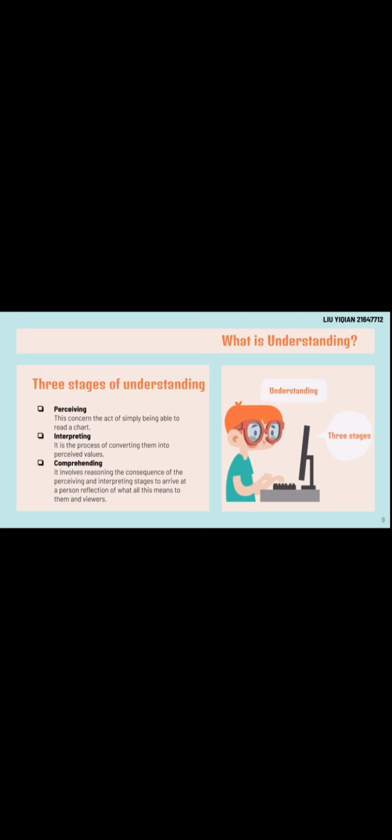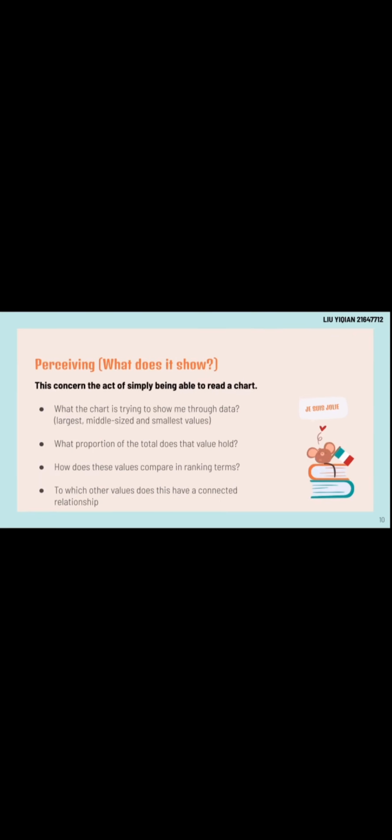3 stages of understanding can be perceiving, interpreting, comprehending. So we can see the perceiving. The first stage is perceiving. It can be defined as: what does it show? This concerns simply being able to read the chart, what the chart is trying to show me through data: largest, middle size, or smallest values, what proportion of the total does that value hold, how does this value compare in ranking terms, to which other values does this have a connecting relationship.